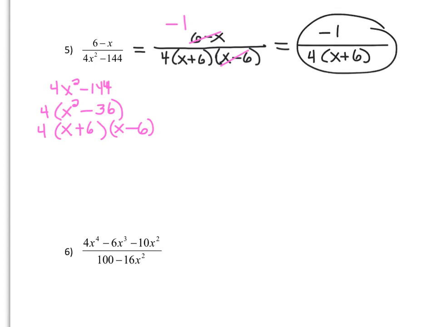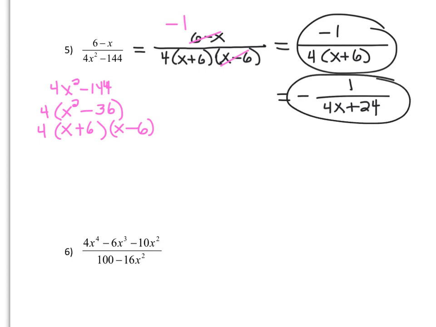If you want, another answer that would be acceptable would be to distribute this 4 into the parentheses, so that in our denominator we have 4x plus, and then 4 times 6 is 24. You can have that. And then also, this negative sign can go anywhere. A lot of times, like in a multiple choice, you'll see it in front of the fraction. So if I want to take this negative and pull it up front, I can. And then I'm just left with 1 on top. Okay, so this is another acceptable answer.